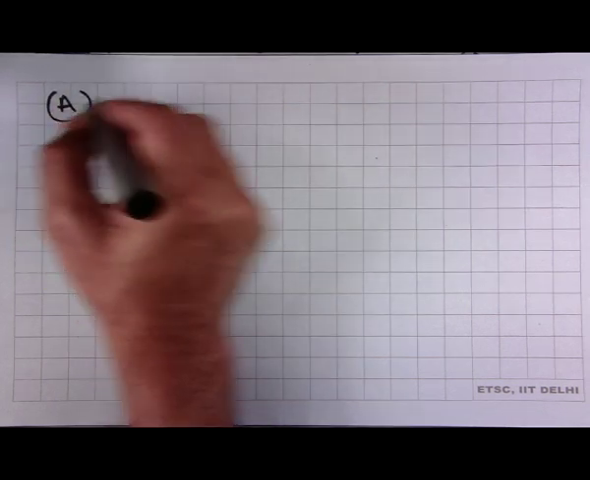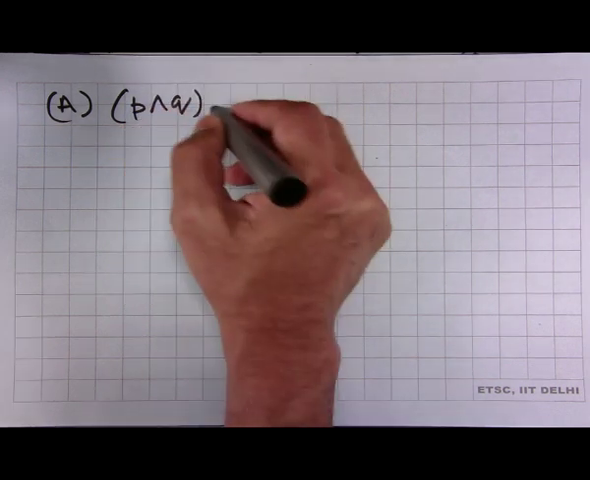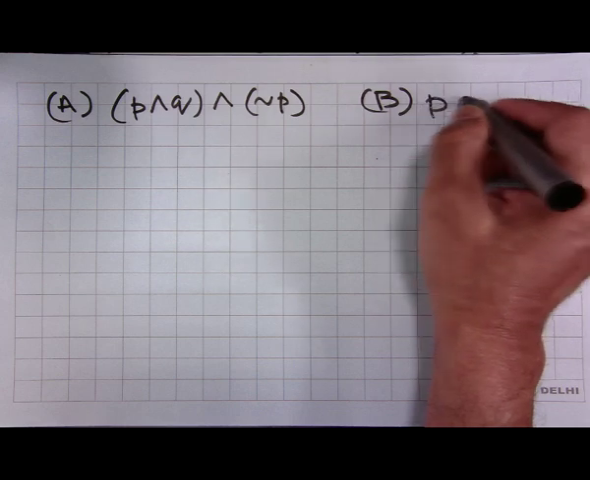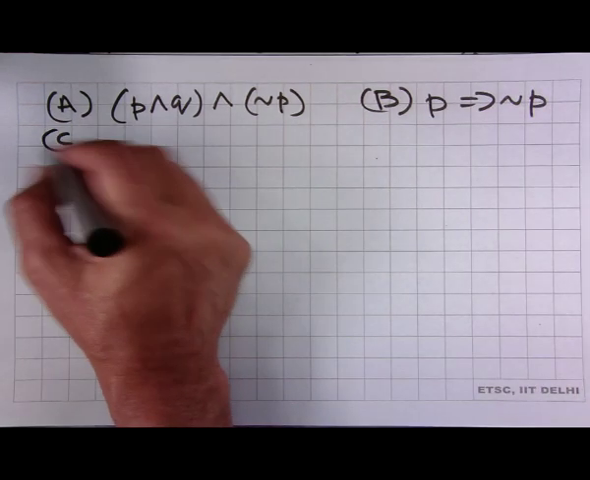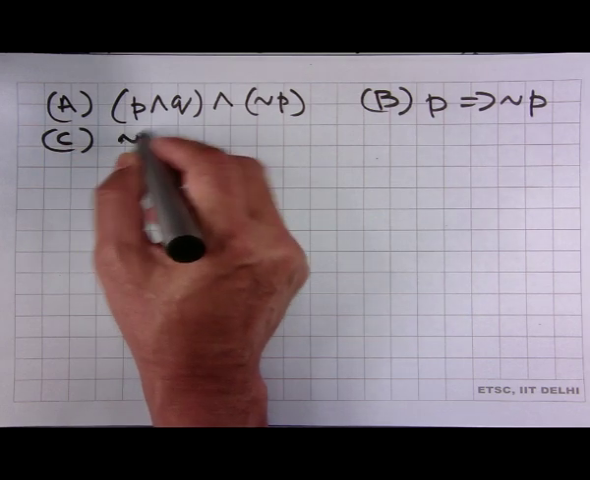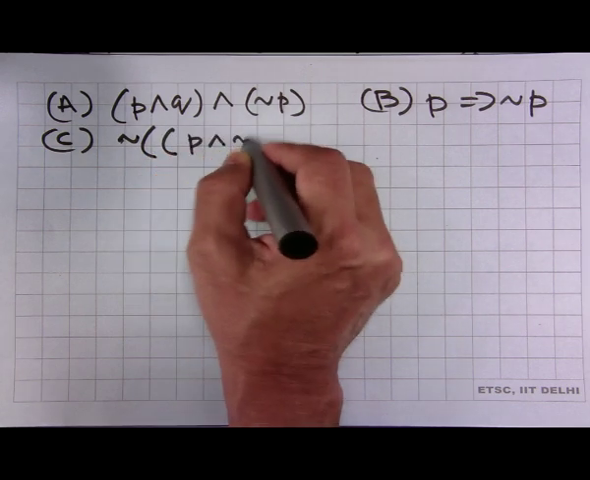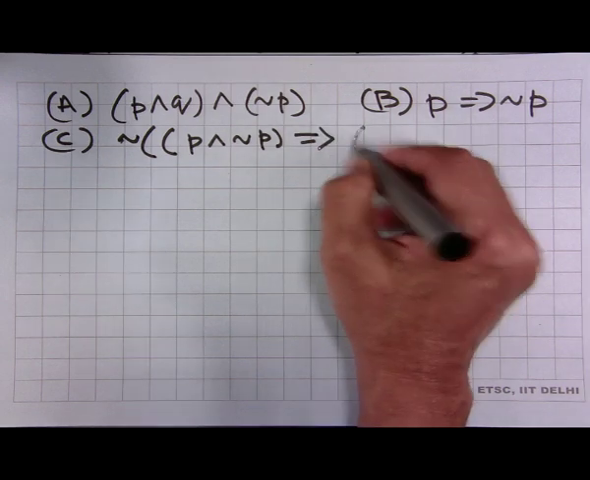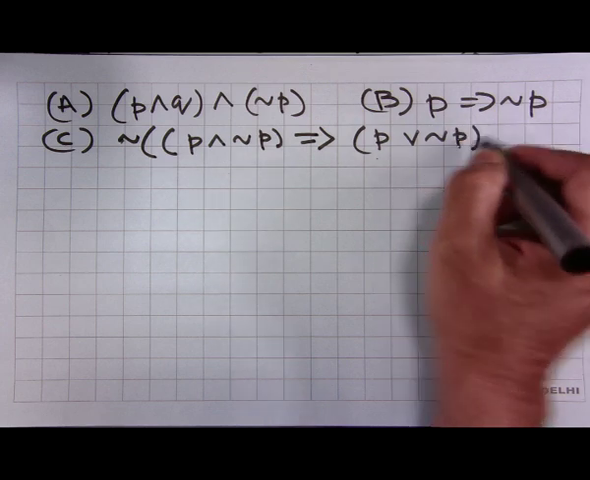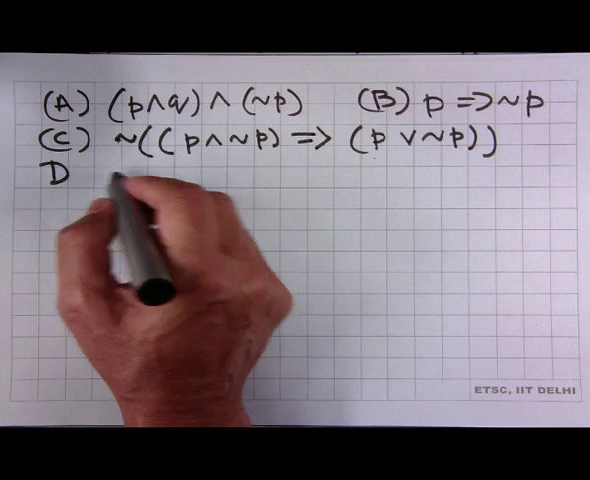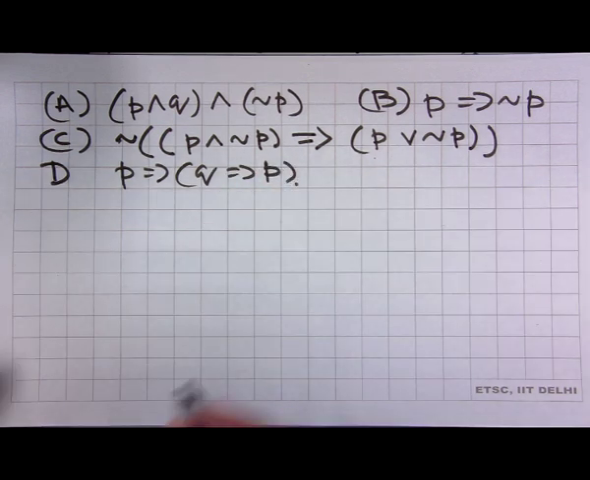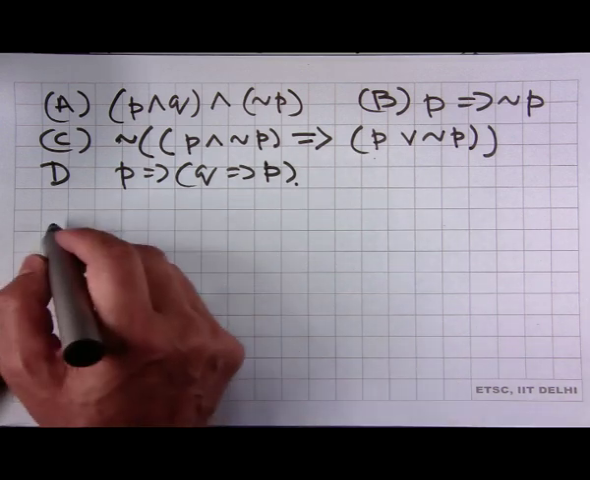So, I write down the problems again. A: P and Q and not P. B: P implies not P. C: not of P and not P implies P or not P, and D: P implies Q implies P. Okay. So, let us see the first one.